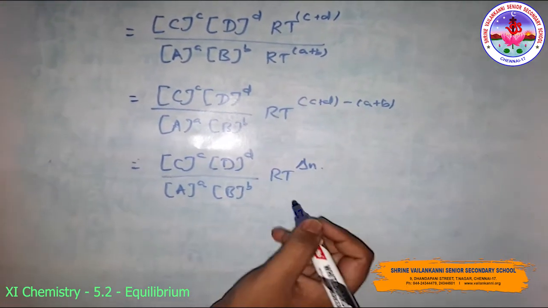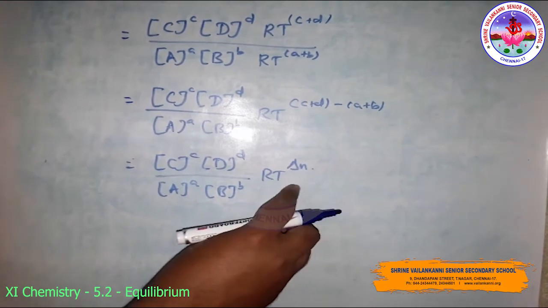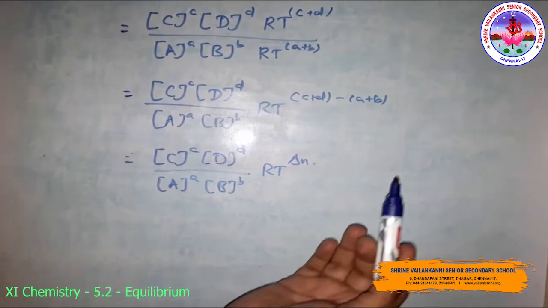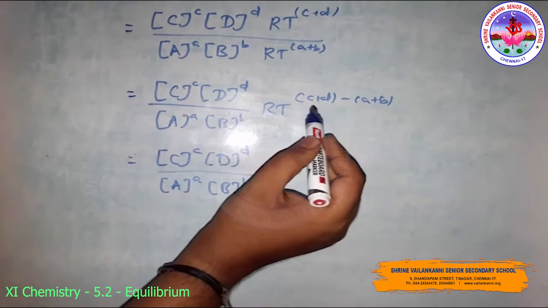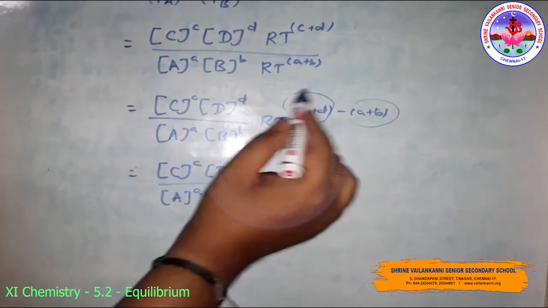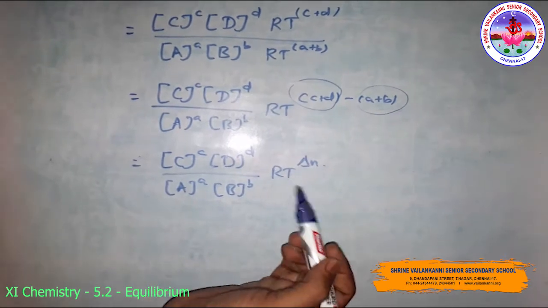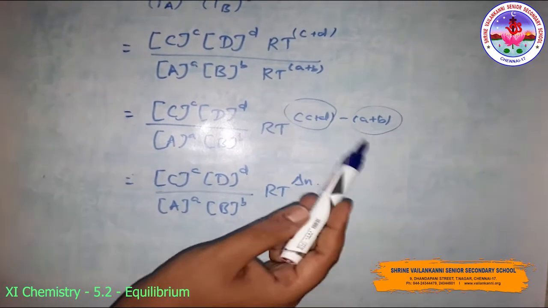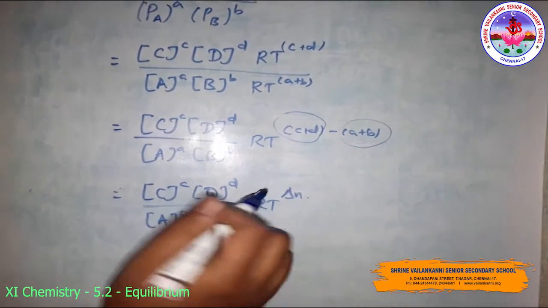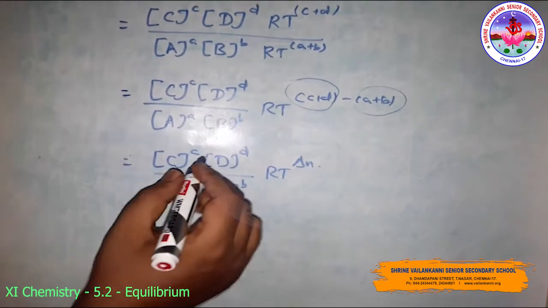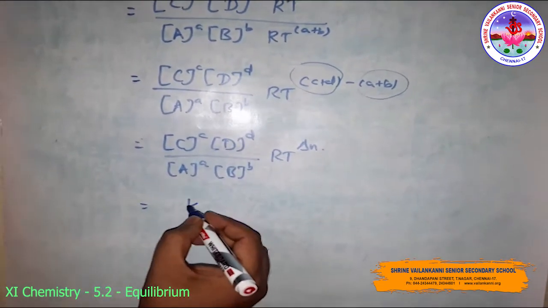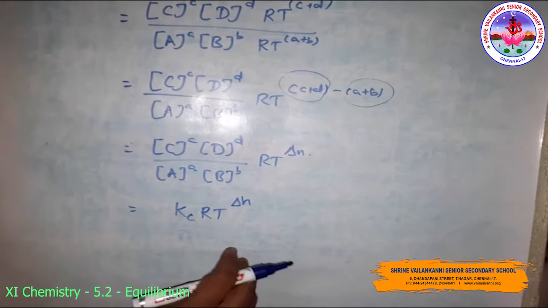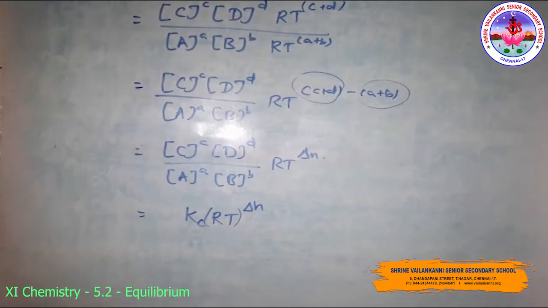Here delta n is the number of moles of gaseous products minus the number of moles of gaseous reactants in a balanced chemical equation. So this is the reactant and this is the product. That is why delta n is the number of moles of gaseous products minus the number of moles of gaseous reactants in a balanced chemical equation. So this whole term will be Kc. So Kp is equal to Kc RT power delta n.